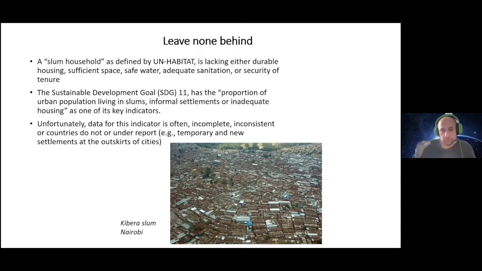And it is also a part of the SDGs itself, as the proportion of urban population living in slums and informal settlements. So it's one of the indicators. The problem is that the data for these indicators are very often incomplete, inconsistent, or countries do not completely report or they underreport for political reasons what is happening in the slums, for example, the population, their socioeconomic conditions, epidemiological status, which is really problematic because these are the areas where most of the vulnerable population lives. So we need the best or at least adequate information in these regions.